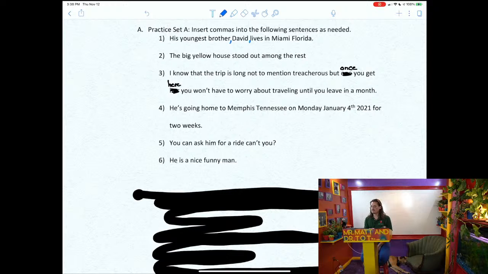Then also we have Miami, Florida. So there should be a comma between Miami and Florida.